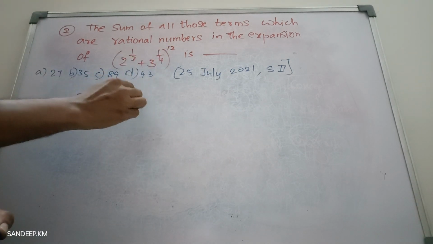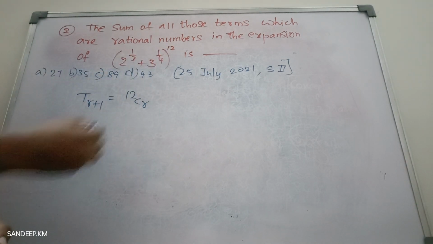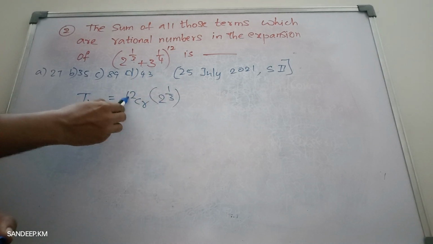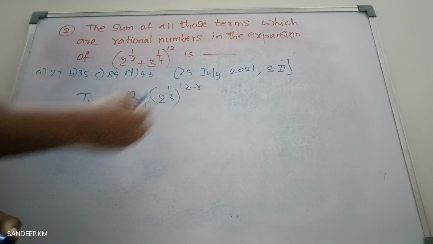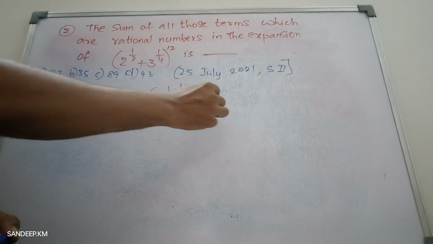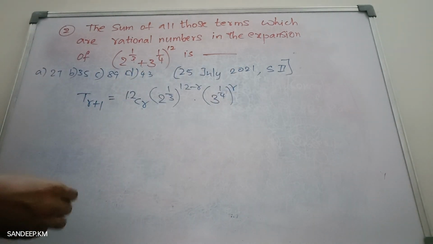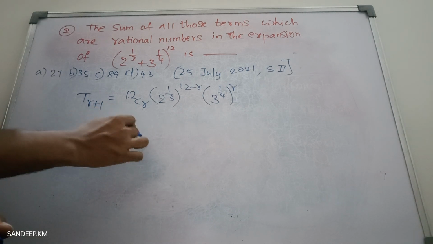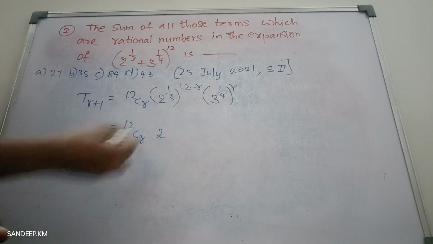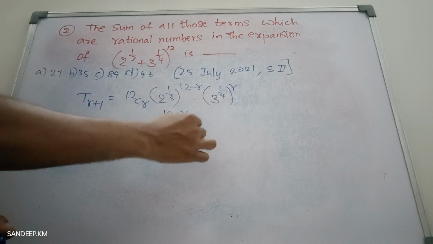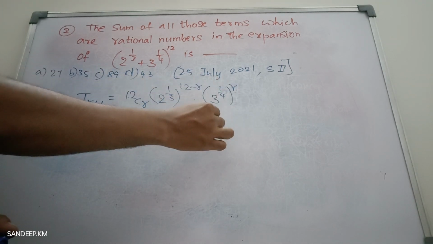nCr means 12Cr into the first term, 2^(1/3) whole power (12 − r), into the second term, 3^(1/4) whole power r. When you simplify it, we get 12Cr into 2 power (12 − r)/3, multiplying the powers, and 3 power r/4, multiplying the powers.